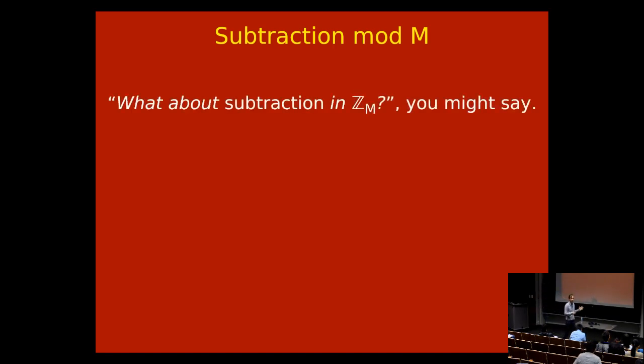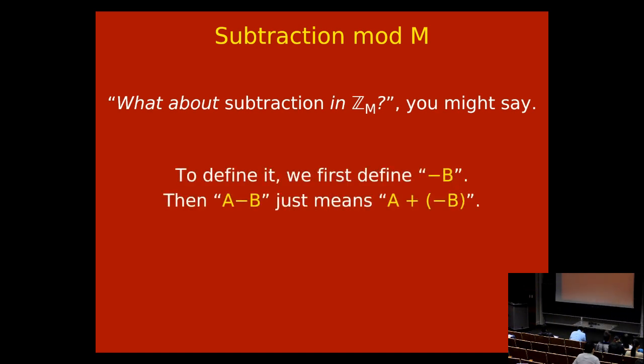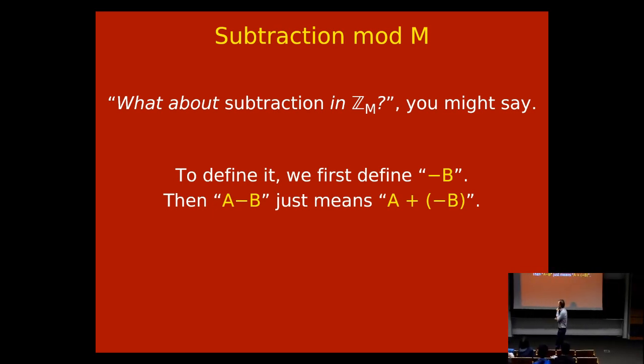And you might say, what about subtraction? That's my other next favorite operation. And you can do subtraction mod m, of course. You can do all your arithmetic mod m. But the way we like to define it is, instead of explicitly saying how do I subtract two numbers in Zm, I'm just going to define what it means to take the negation of a number in Zm. And then if you know what negative b means, then a minus b can just mean a plus minus b, okay? Which you can figure out by looking at that table or just doing the computation. So in other words, we're going to define subtraction in terms of defining the negative of a number.